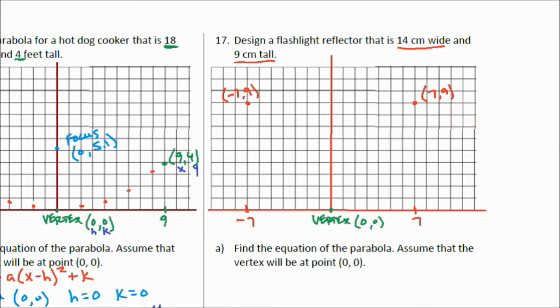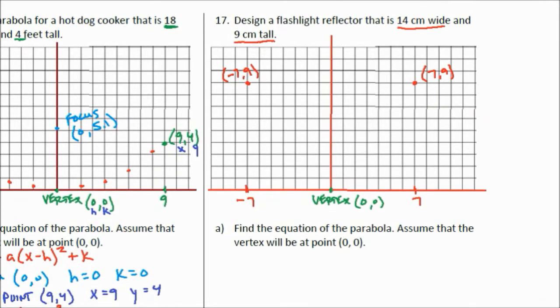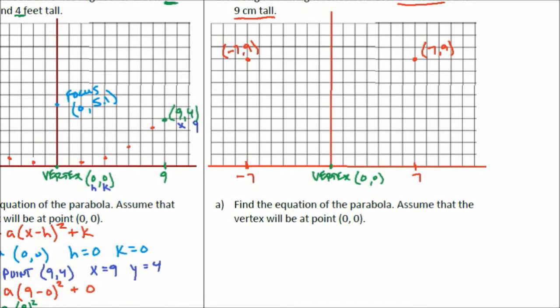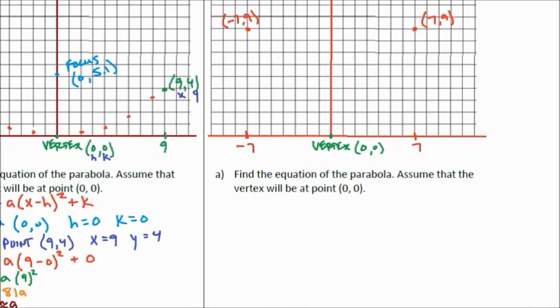Alright, let's continue with the first part, which is find the equation of the parabola. Assume the vertex is at 0, 0, which we did. Remember, class, we are going to always start with a vertex form quadratic. y equals a times (x minus h) squared plus k. Since we're forcing our vertex to be at 0, 0, that means h in our equation will be 0 and k will be 0.